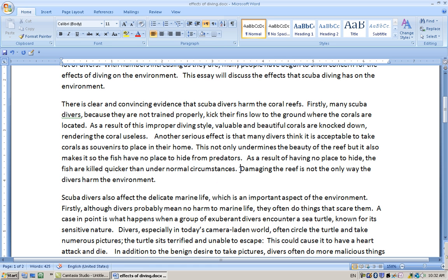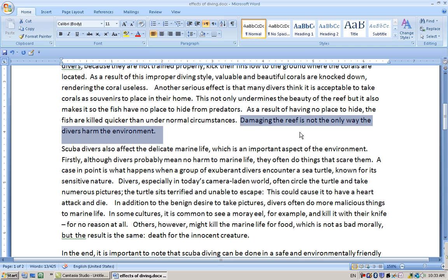Okay, and here it says, damaging the reef is not the only way that divers harm the environment. Okay? This is just a transition sentence that goes from this paragraph to this paragraph. It's a nice thing to do. It's not required necessarily at this point, but next year it will become very important that you're making transitions from paragraph to paragraph. So here's just an example. Damaging the reef is not the only way divers harm the environment. Scuba divers also affect the delicate marine life, okay, which is an important aspect of the environment.